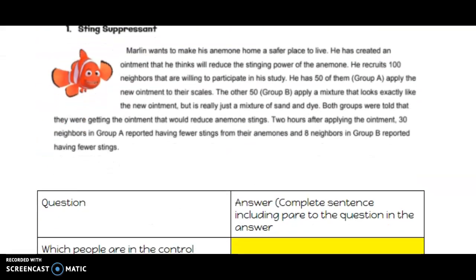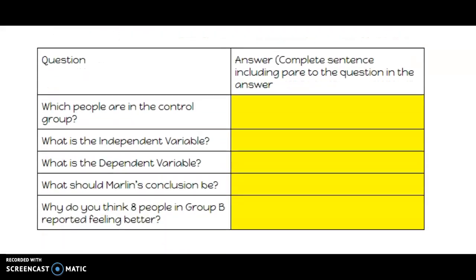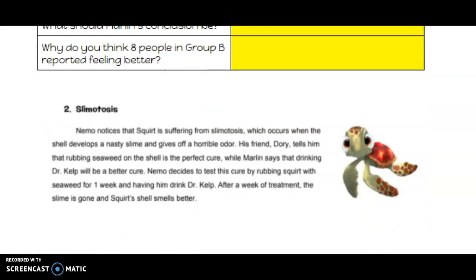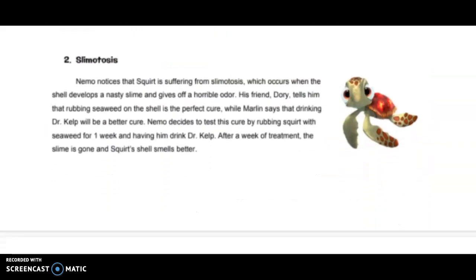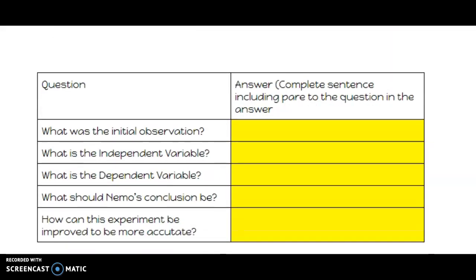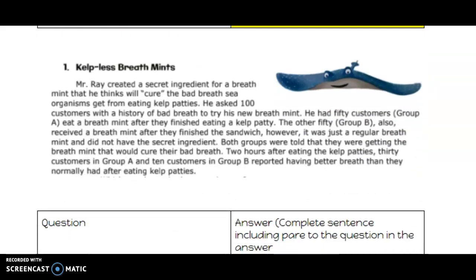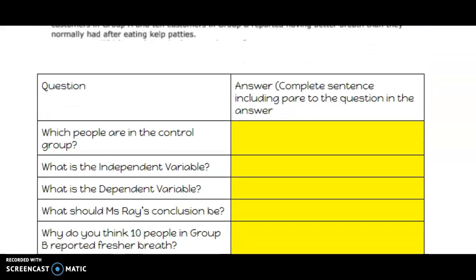Then you're going to come down here, you're going to read the scenarios, and you're going to answer the questions in complete sentences, including part of the question in your answer. You're going to go down here to this scenario. You're going to answer the questions, including a complete sentence with a capital at the beginning and a period at the end, and make sure to include part of your question in the answer. And the third one, you're going to read this scenario, and you're going to answer this.